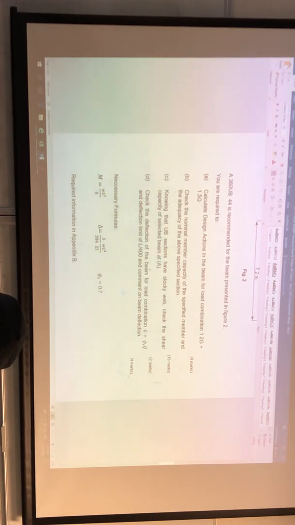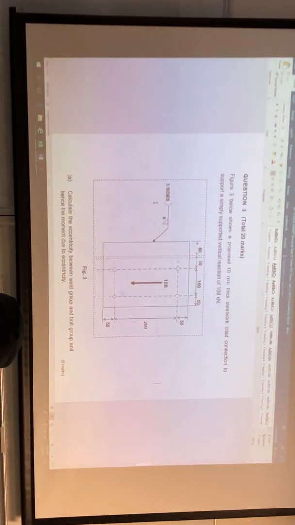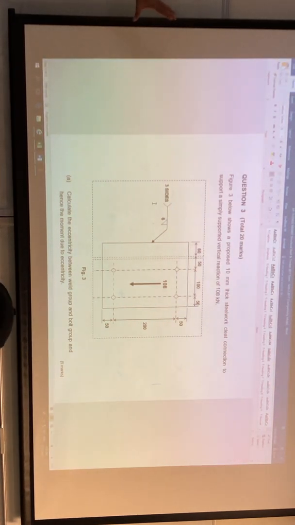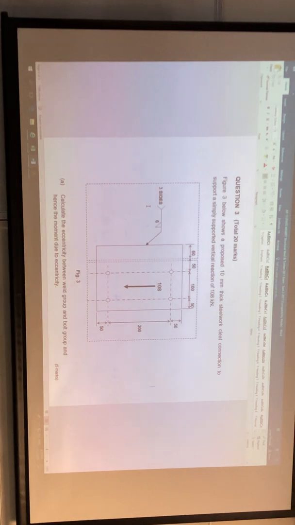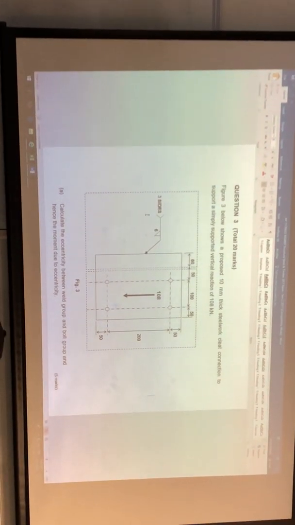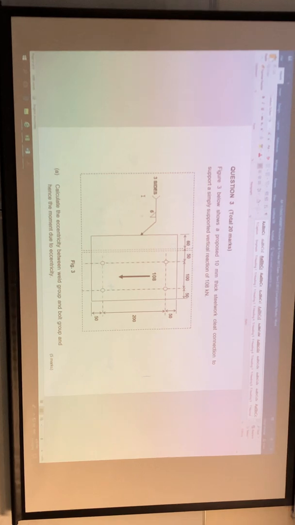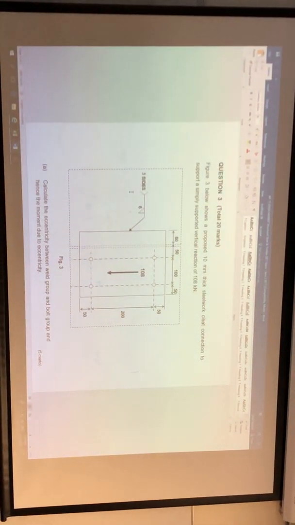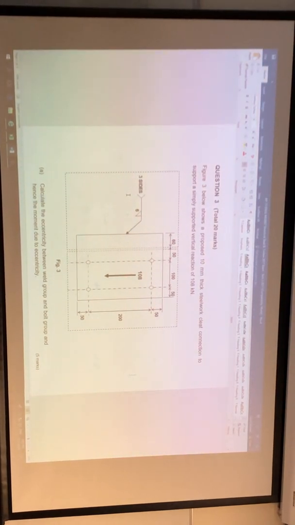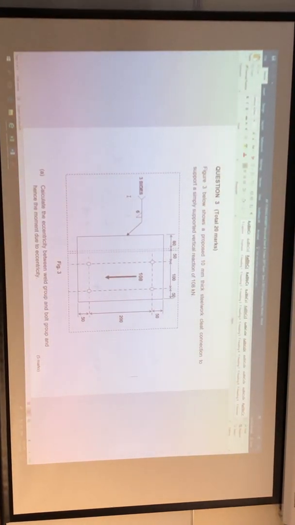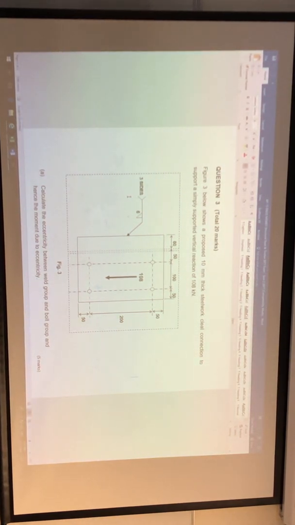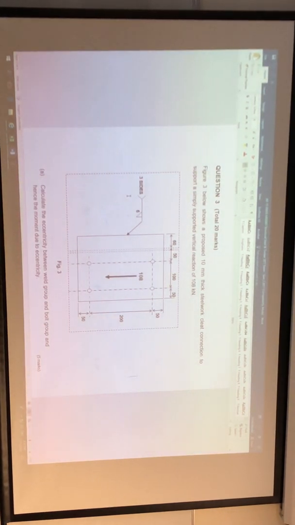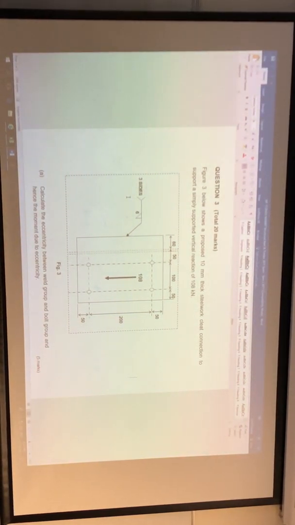Now let's move on to question 3, which is the hard part. The thing is, most of you got the connection. It was so simple. Sorry, the splice connection. There are 2 parts to the splice: a web splice and a flange splice. The flange splice is the simplest one, right? It's straightforward. All you have is the tension force, which comes from the moment, in the top and bottom flanges.